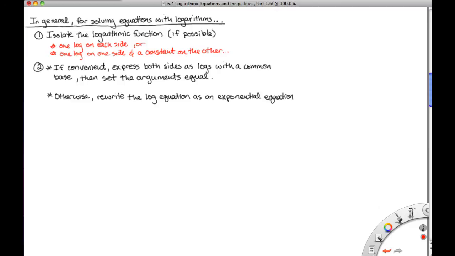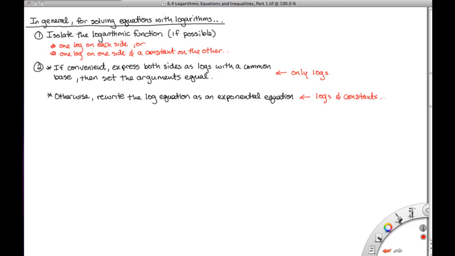Secondly, once we get this, if convenient, we're going to express both sides as logs with a common base, then set the arguments equal to each other. This is normally something that we'll see if we've got only logs involved, which we saw with our first example. Otherwise, if we can't do this, we're going to need to rewrite the log equation as an exponential equation. This we'll usually see when we have logs and constants. We're going to do plenty more examples showing these, but we'll do that in the next video.